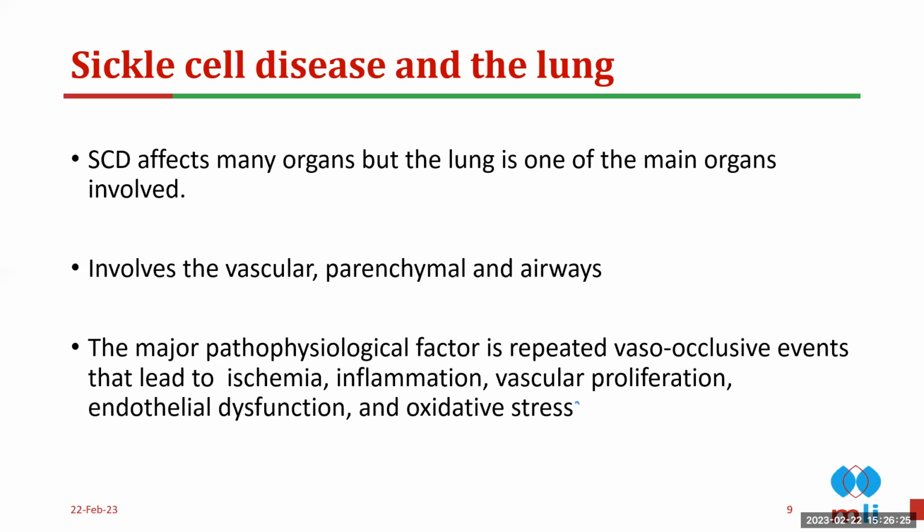Now I'll move on to sickle cell disease and lung function. So we know that sickle cell disease affects many organs, the heart, the brain, the limbs, whatever it is. I think it can affect all body organs. But one of the main organs that is actually affected is the lungs. And when you look at the lungs, it affects the different parts of the lungs. So the lungs have different spaces.